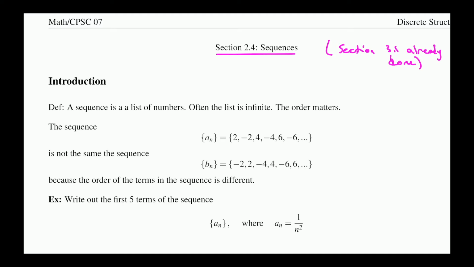So first of all, we need to know what a sequence is. So what is a sequence? This is not the definition in the book. I guess it's a definition, but this is how I'm writing it. It's just a list of numbers, and the list is often infinite, so it keeps going on forever. And the order of the terms in the list matters.